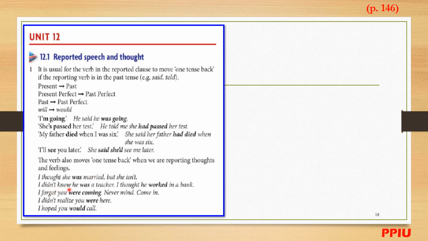I didn't know he was a teacher. I thought he worked in a bank. I forgot you were coming. Never mind, come in. I didn't realize you were here. I hoped you would call. So this one we call one tense back, when we use thought or feel something in here.